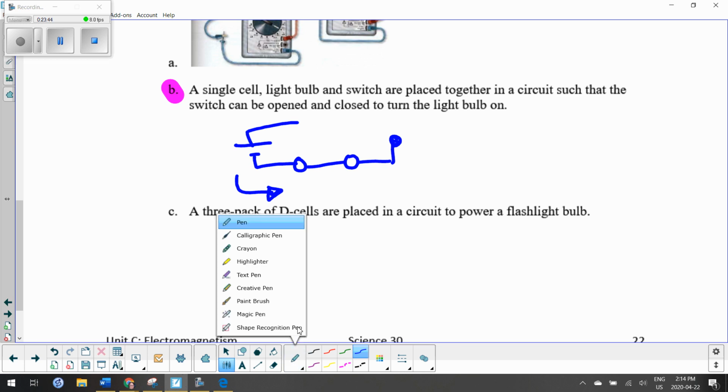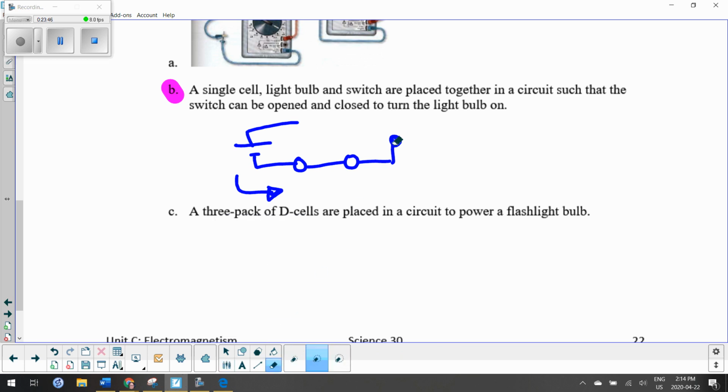That's horrible. Let me try that again. Hold on. Okay, so then you're going to have your lamp or your light bulb. So I made a lovely squiggly line inside of a circle. And then you just close your circuit. Done.